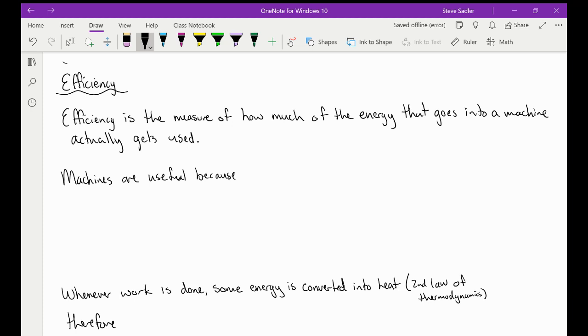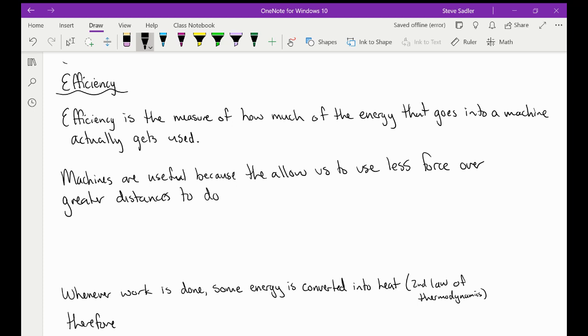Machines are useful because they allow us to use less force over greater distances to do the same work. I'll explain a lot of this more once we get these definitions in.